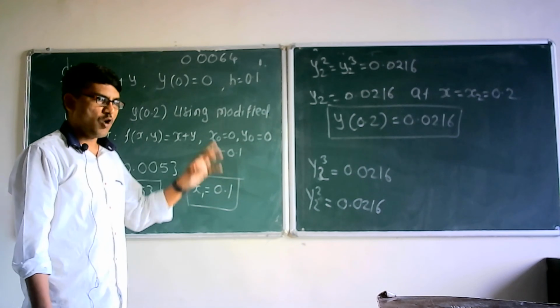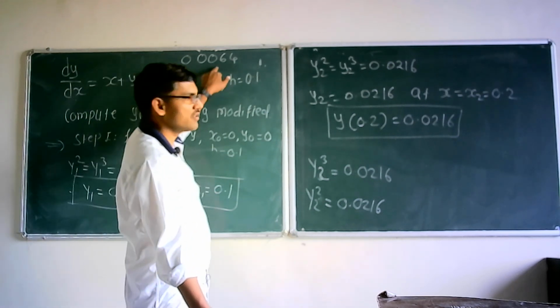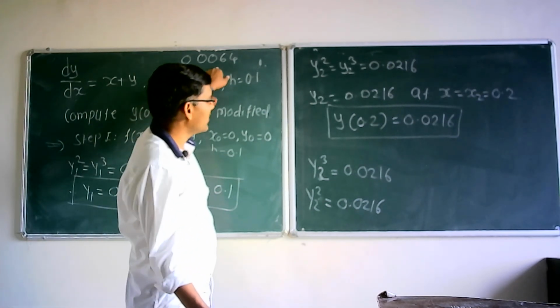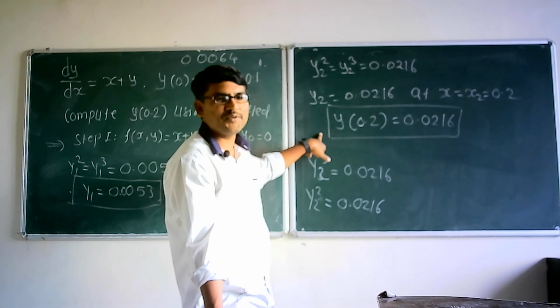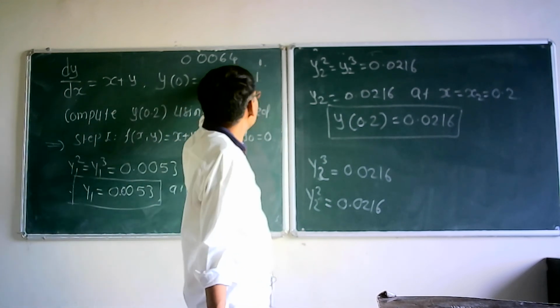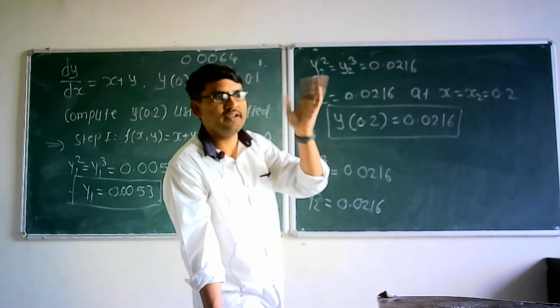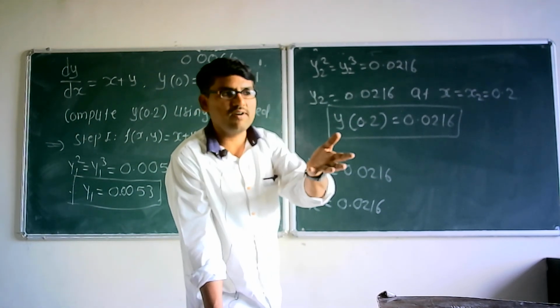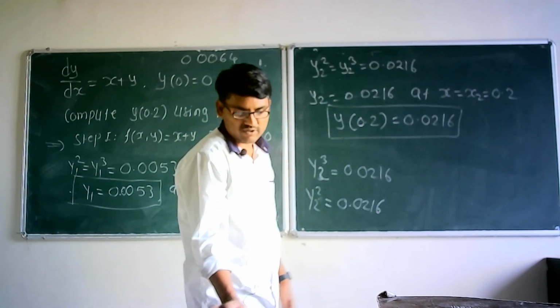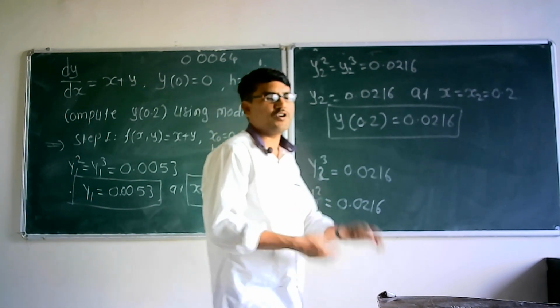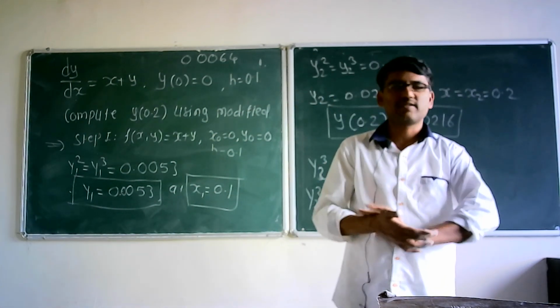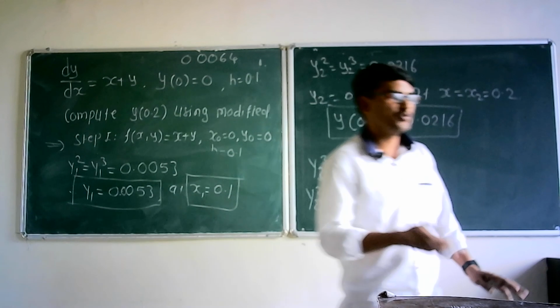Now if you observe the difference, look here. This is the answer obtained by the Euler method, and this is the answer obtained by the modified Euler method. You can see the difference between these two answers. That's why we apply the modified Euler method. We are modifying our answer, and for that we apply the modified Euler formula. So I hope you understand this. We want to stop here for today.